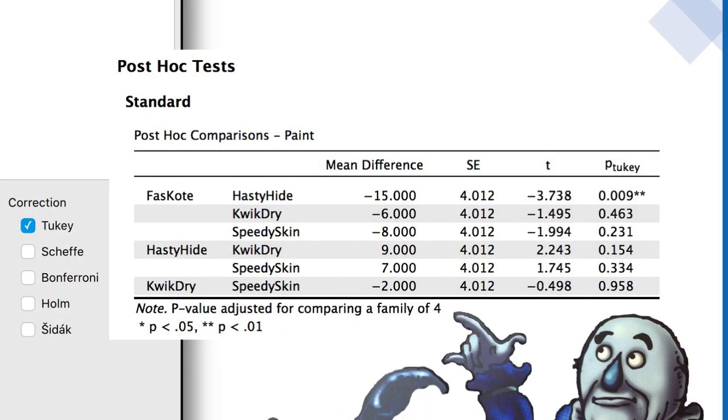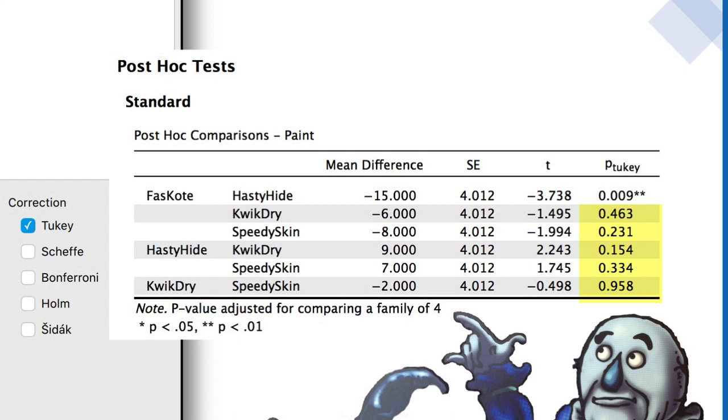And then when you look in the findings or the results, you'll find a table that's doing all 6 of the comparisons. And so in this example, paint 1 and paint 2, fast coat and hasty hide, have a p sub Tukey, an honestly significant difference p-value of 0.009. And you see the 2 asterisks. That means that they are different at less than 0.01. That's how we interpret. And as you look at the remaining comparisons, no asterisks. None of those are different from each other.